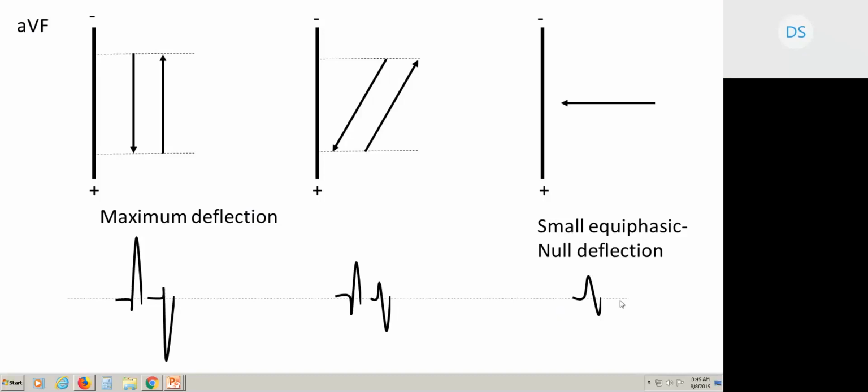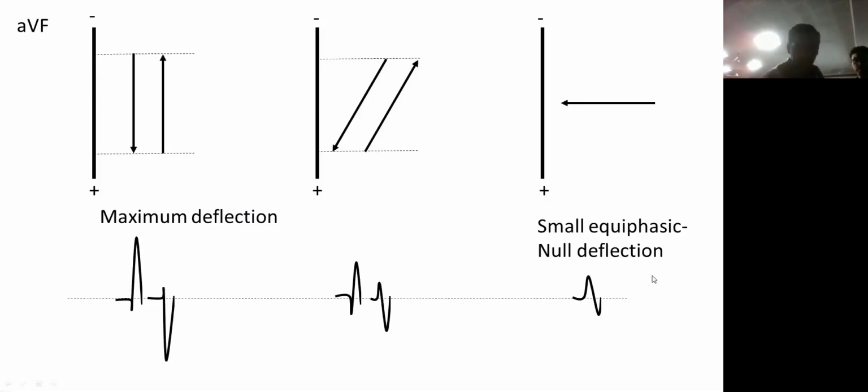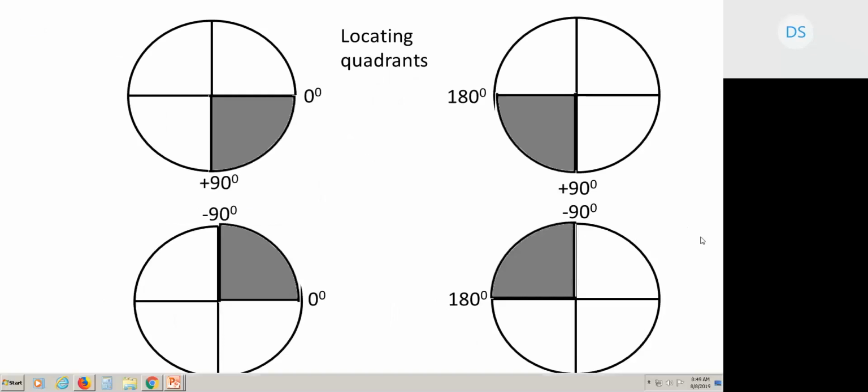Or if we have a small equiphasic null deflection, that means I have a small positive, small negative, but the final deflection is going to be 0. That means my axis is going to be perpendicular to the AVF. So I hope this understanding is clear. Now with this, we are just going to run through once again, summarize how to decide the QRS axis.